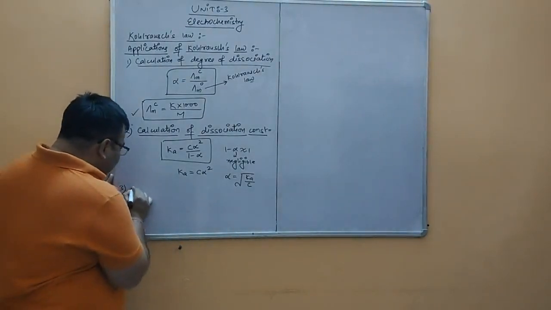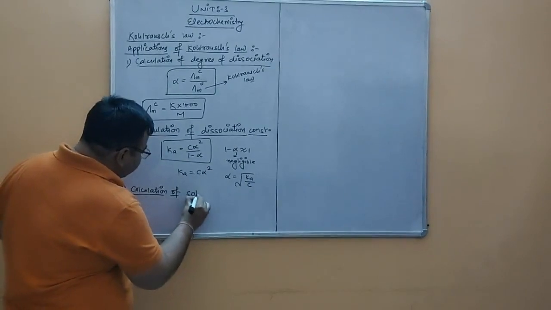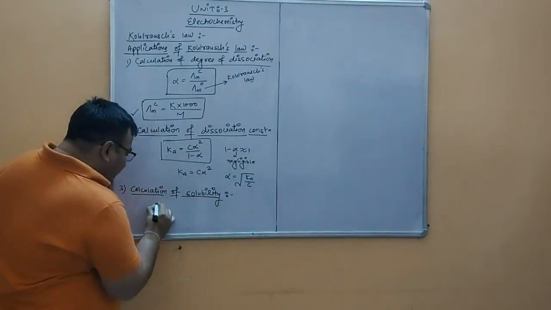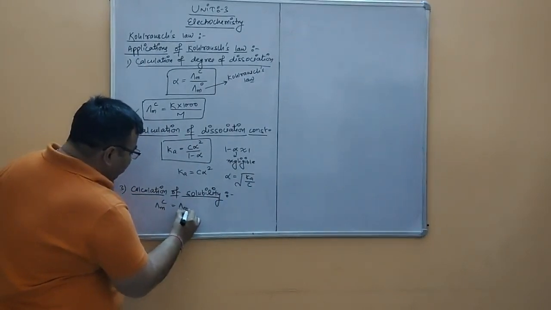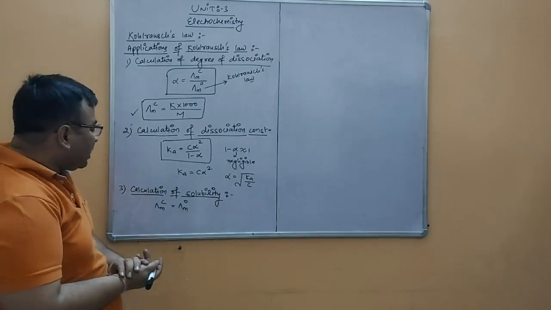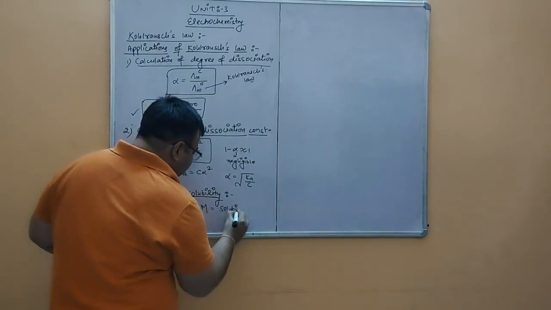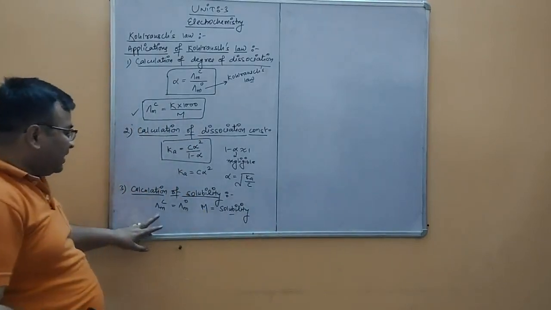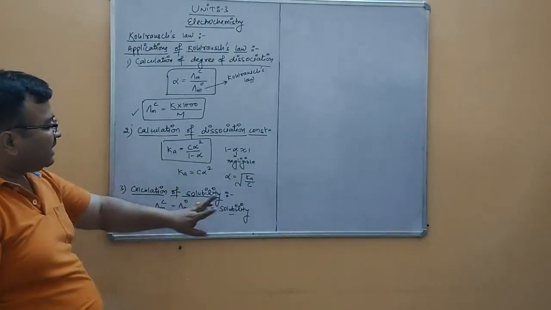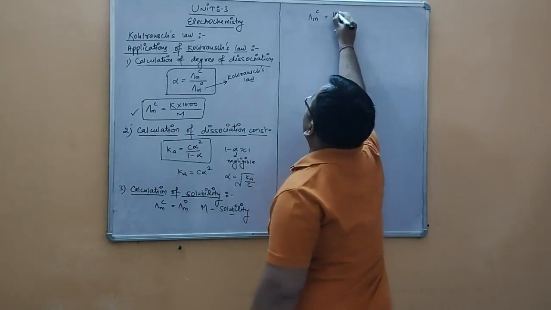The third one is calculation of solubility. When the molar conductance at given concentration C equals the molar conductance at infinite dilution, in that case the molarity equals solubility. We have the formula of molar conductance at given concentration C equal to K into 1000 by molarity.